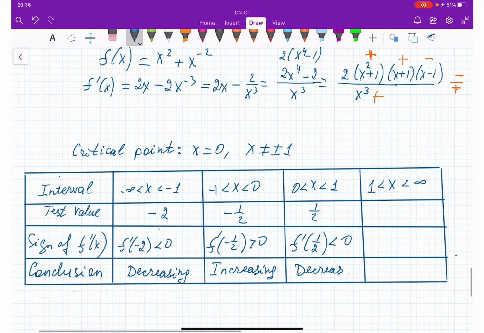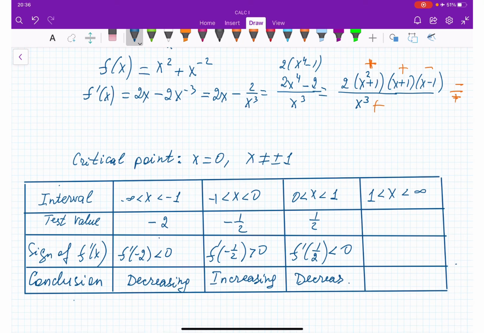And lastly, in the interval between 1 and infinity, what do we want to take? Okay, let's take 2. So this first parenthesis is positive, as we know. This is also positive. This is also positive. This is also positive. All around positive. How nice. At least something is positive in this life.